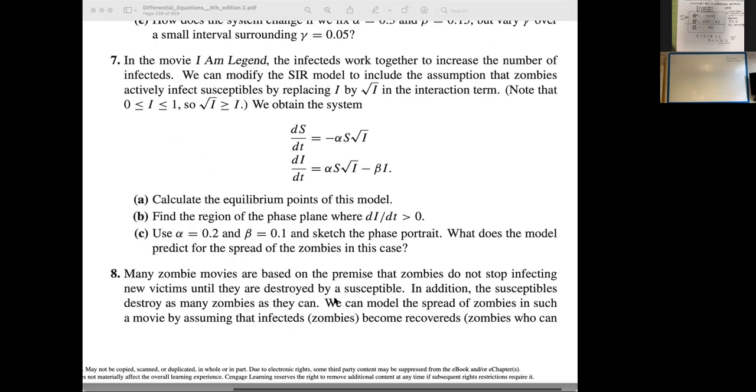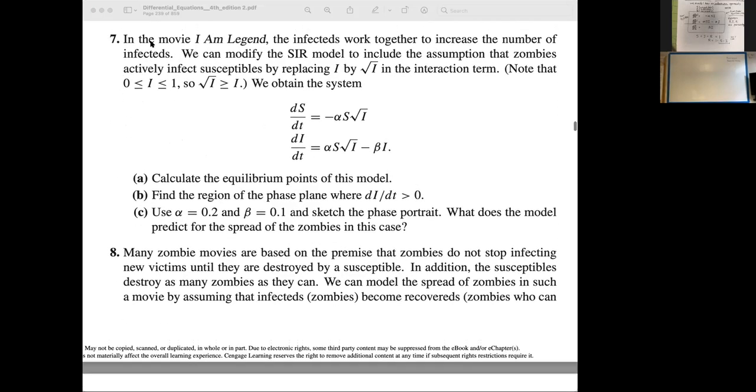Next problem. Now we're getting to the fun ones. In the movie I Am Legend, now, do you know that movie? Will Smith, I'm kind of a movie friend. The infecteds work together to increase the number of infecteds. You know, this is a typical zombie movie, right? So how would we modify the model in that case? Now let's think of zombies as infecteds and susceptibles as humans. Do the susceptibles have a chance in this model?